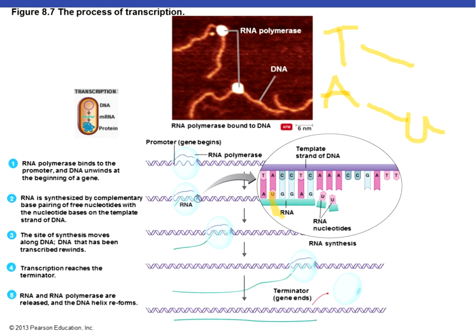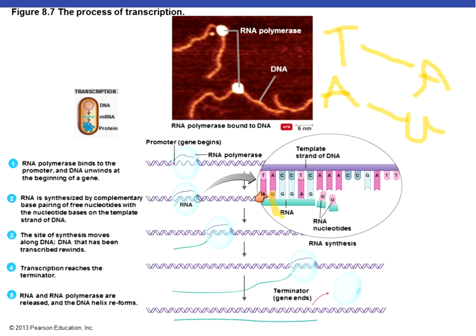Now, for thymine, there is an adenine. So its partner on RNA is still going to be A. And if we look at cytosine, its partner is still guanine. And guanine's partner is still cytosine. But notice that A will now match with uracil.